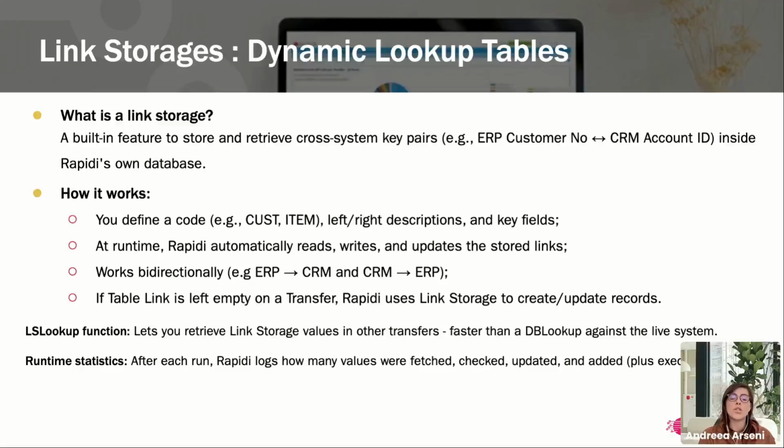Now, with the link storage, you can store that information in there, and then you would have access to it and see that one-to-one relationship. So if you have one customer in your ERP, then you would see the ERP customer number, and next to it, you would see the CRM customer ID. So then you will be able to see that specific customer and how it is being identified in both systems.